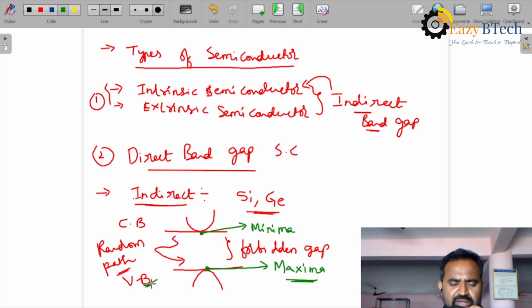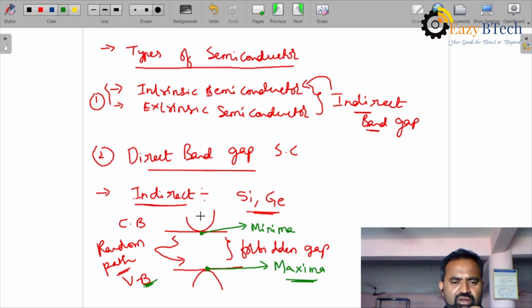What is a valency band? In the first lecture we have learned, valency band is nothing but a filled band. The electrons present in the valency band possess a strong energy, because the electrons are very close to the nucleus.